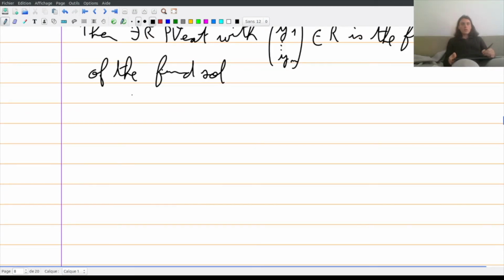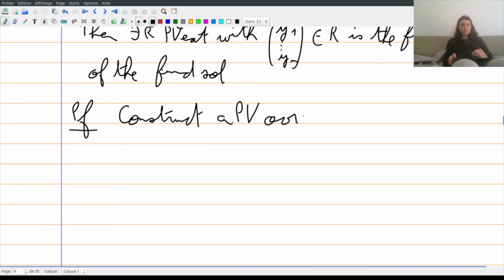So how do we prove this? We'll construct a Picard-Vessiot extension over the big field K. Of course, A has coefficients in little k, so it has coefficients in big K.